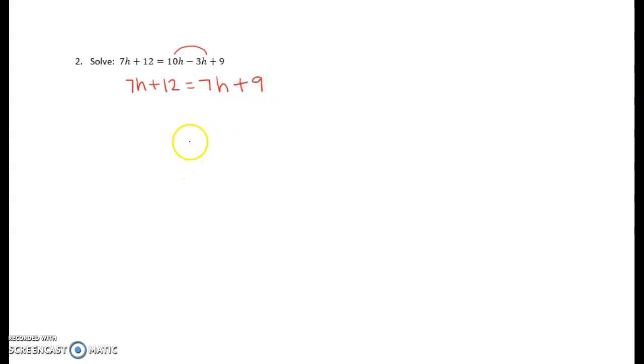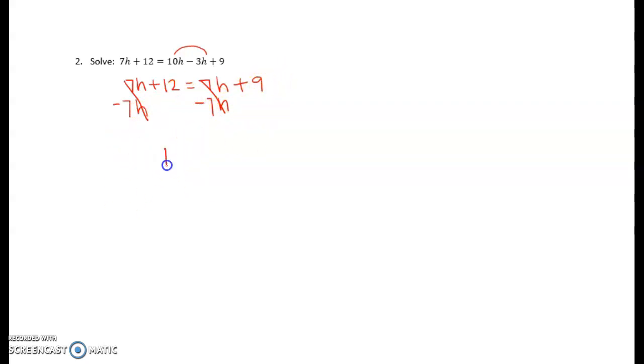We're starting to see probably something funny, right? There's two 7h's. Well, let's get our h's on the same side. When we minus 7h from each side, well, they're both going to cancel. Now, it might be tempting to think there's an h left over. There's not. Both h terms are completely gone, completely eliminated. There are no h's left.